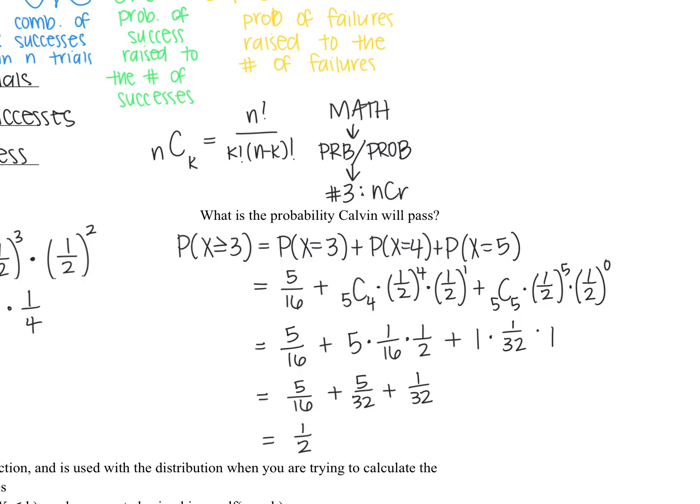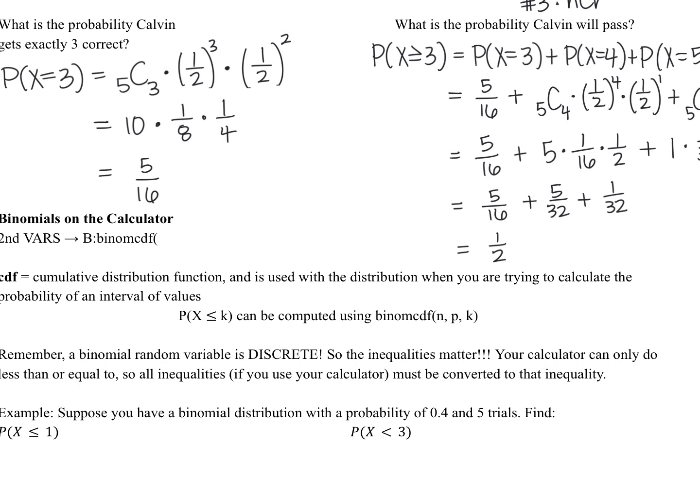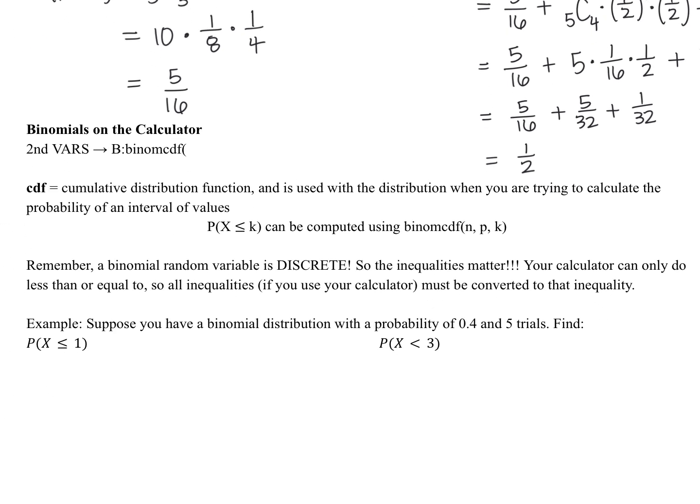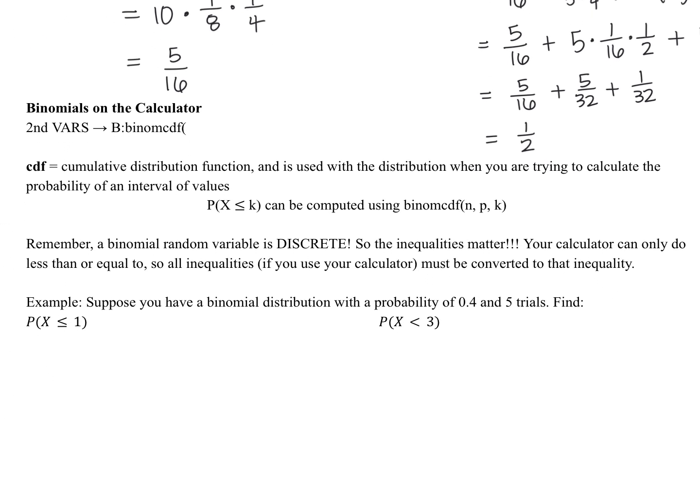Now, as we saw, the probability when I did a greater than or equal to, you have to add each probability independently. And depending on what that inequality is, it can be super time consuming. So there is a way to do greater than or equal to, or you can do the inequality probabilities on the calculator using binom CDF.